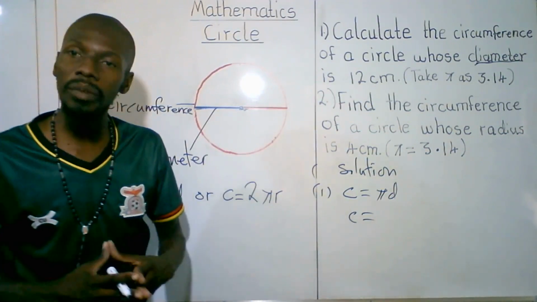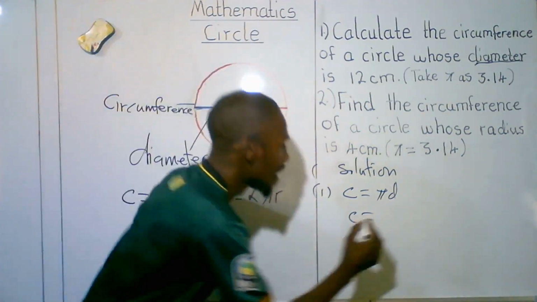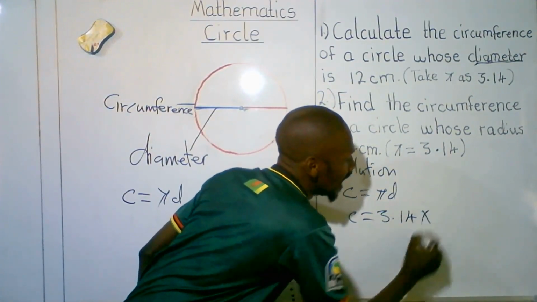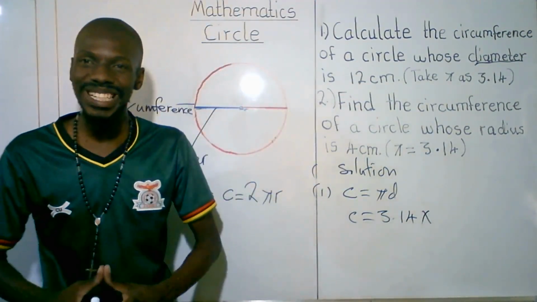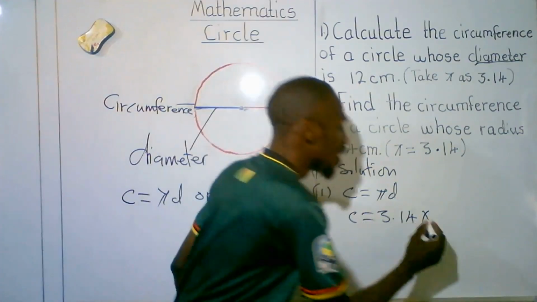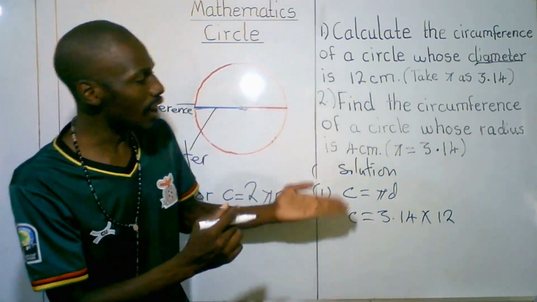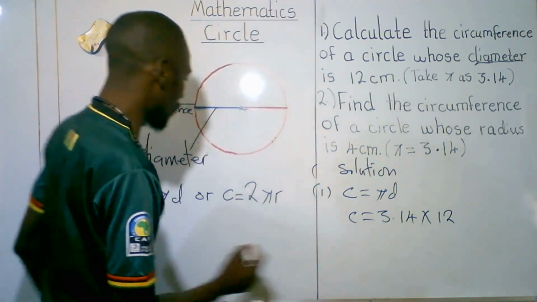On pi, what have we been given? We have been given 3.14 multiplied by the diameter. What is our diameter? Our diameter is 12. Very good. So we're saying 3.14 multiplied by 12.